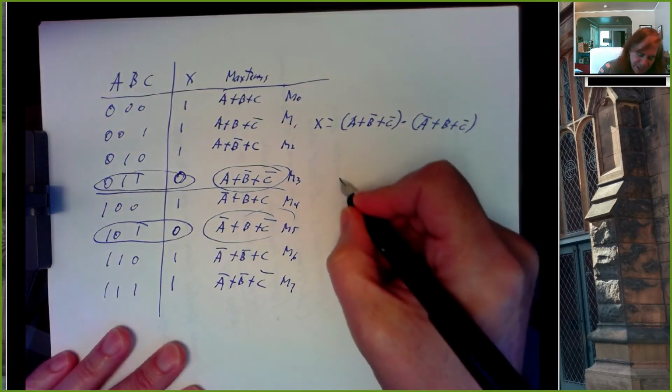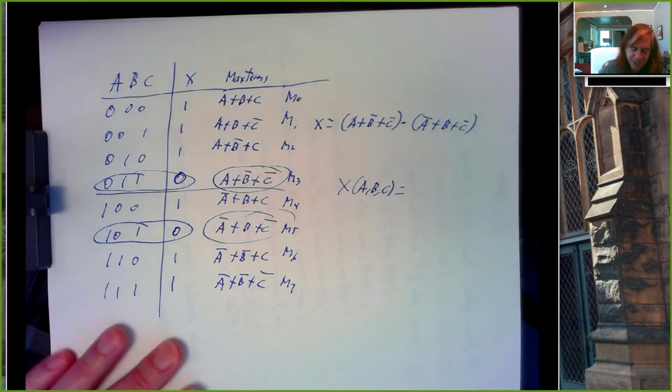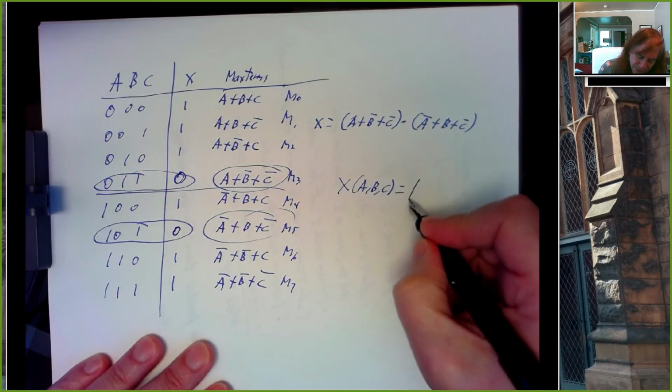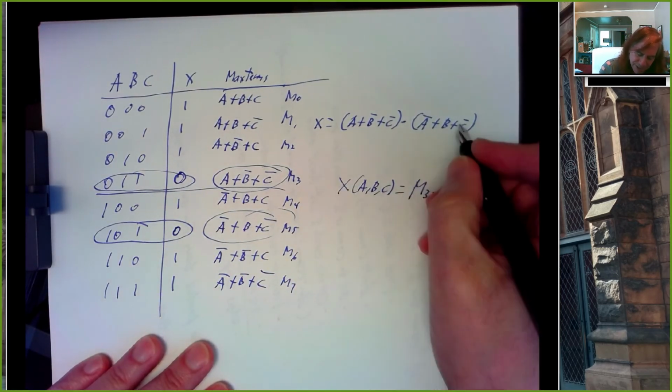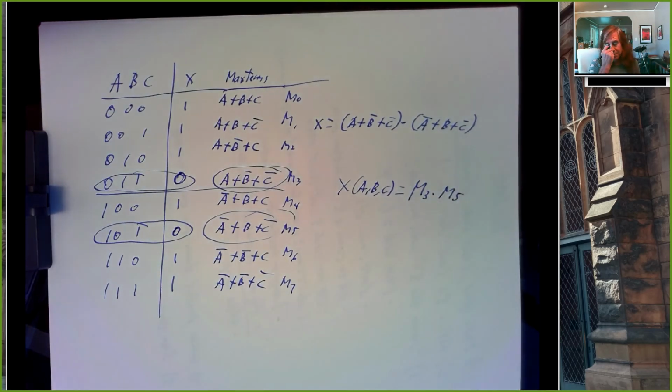And so we could write X of A, B, C more succinctly as a product of what? This expression right here, which is M3, and this expression, which is M5. Terms are looking for the zeros, right? Yep, max terms are written wherever the output should be a 0. Okay.